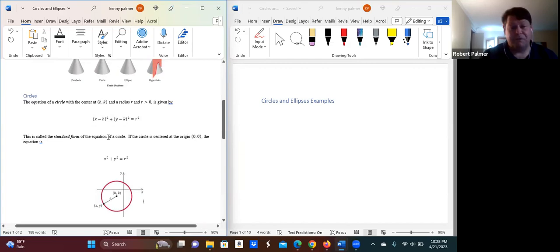It's also called the standard form. Now if you have a circle that's centered at the origin, where h and k are both 0, it just reduces to this. That's also related to the Pythagorean theorem, and that's not a coincidence. Here's a basic picture of what that would look like. The circle is essentially the set of all the points that are the same distance from the center point. And that's what a circle means. Let's take a brief look at a few examples with circles.